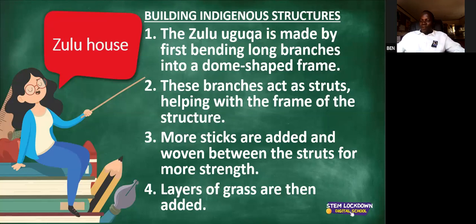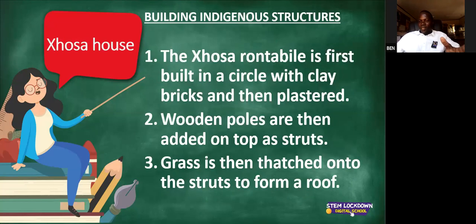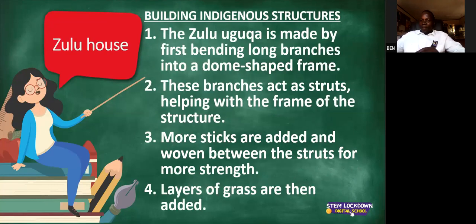Then layers of grass are added. If you know about thatching, the thatching of the roof, I mean the grass house, that is the same procedure the Zulu people were using. But these ones were only using it on their house, the iguqa. They make the roof using the grass, also the walls using the grass, as you have seen in that picture that I've shown you before. So that is as simple as that.